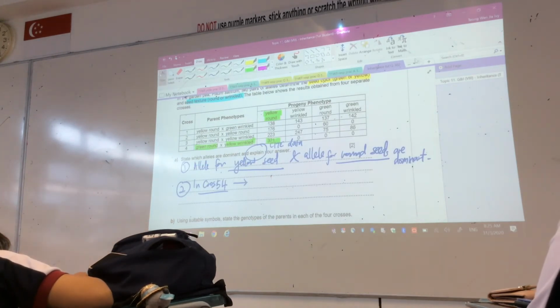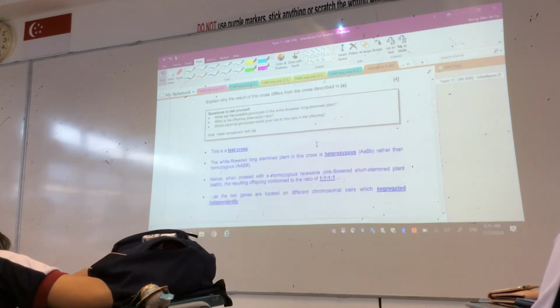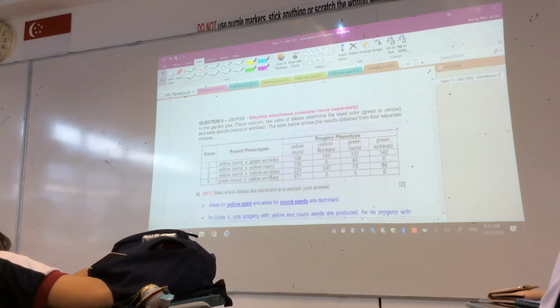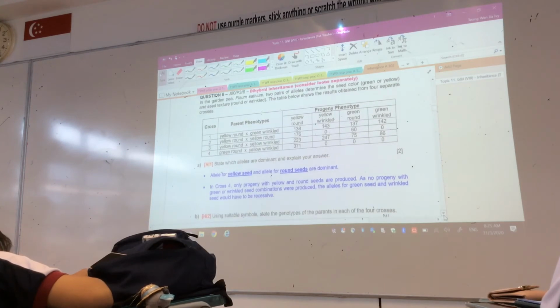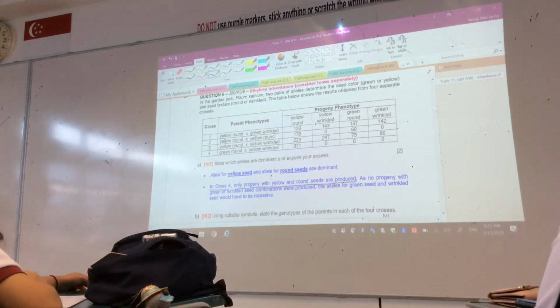Okay, so the explanation is a bit long. Let me just show you the answer. So the idea that in cross 4 only progeny with yellow and round seeds are produced.